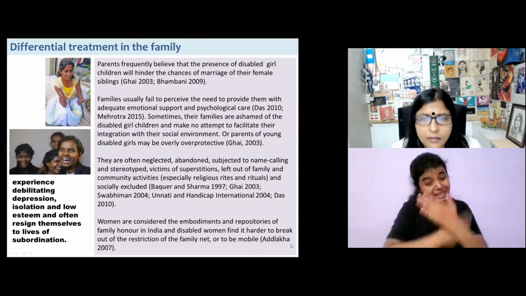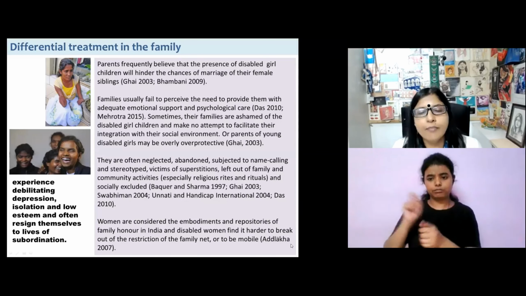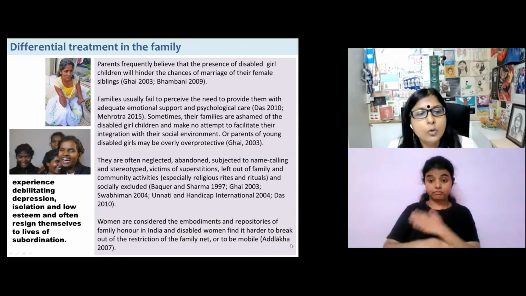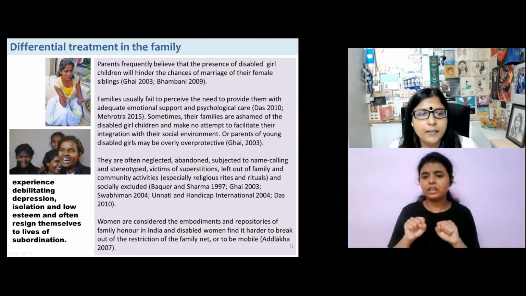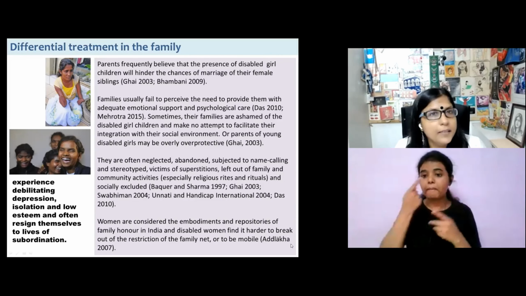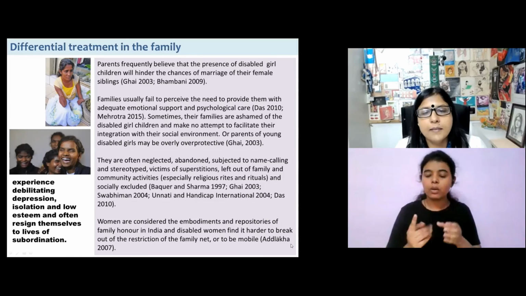And Adlakha and Ghai write about this. Now, women are also considered to be embodiments and repositories of family honor in India, and disabled women often find it harder to break out of the restriction of the family net or to be mobile, writes Adlakha in 2007. And what typically happens is that the girls internalize the insecurities of their parents and families, which also leads to debilitating depression, isolation, low self esteem. And sometimes we see that they resign themselves to lives of subordination.